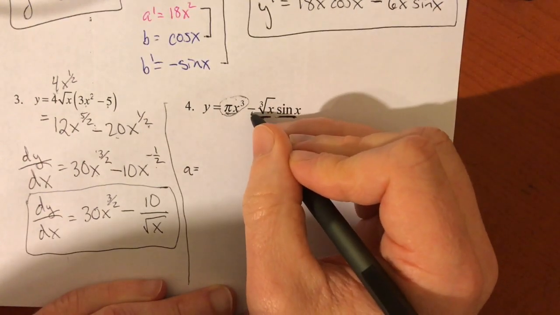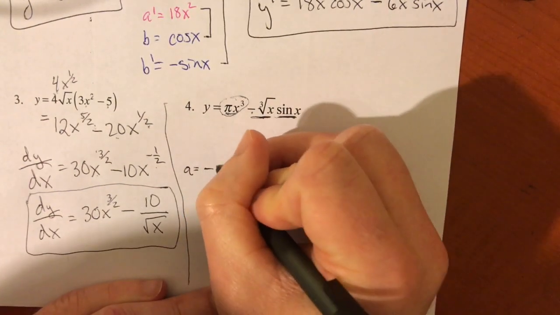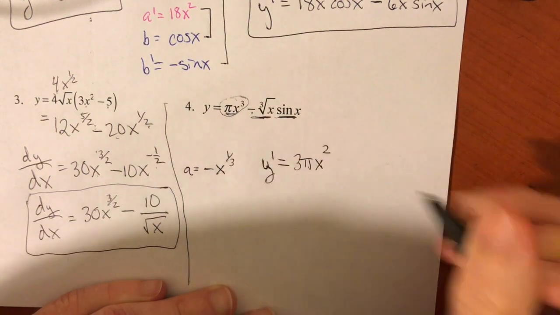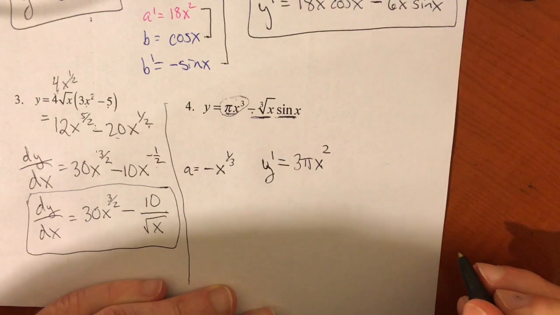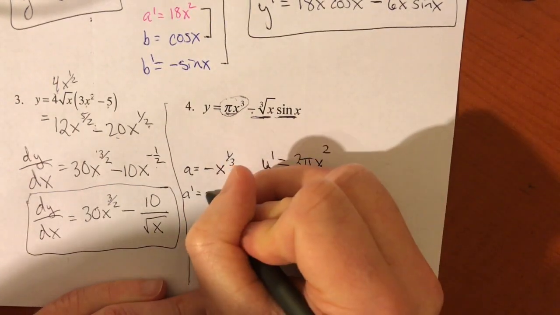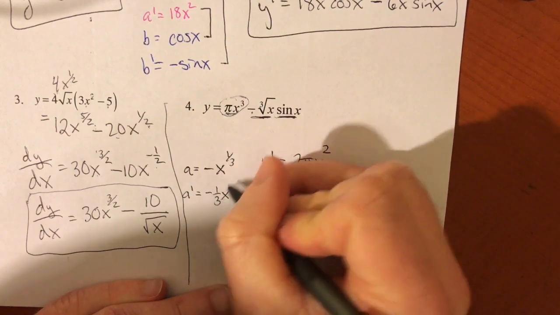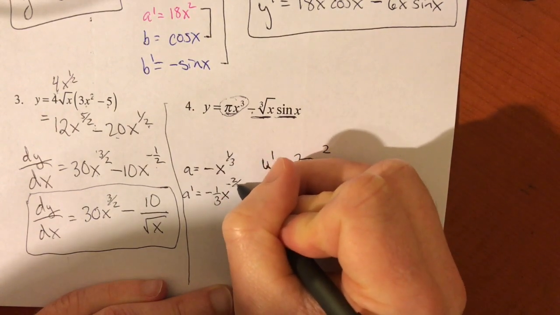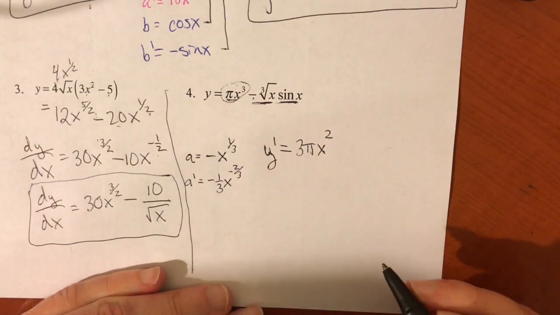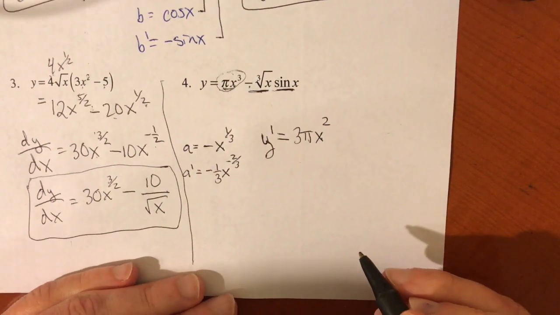So a is negative cube root of x. That's what I like to do, include the negative here. And I'm getting ready to do its derivative, so I'm just going to call it negative x to the 1/3. And its derivative, a prime, is negative 1/3 x to the negative 2/3. And you might already start to say, hey, we're going to change that, and that's fine too. You might leave it for now, whatever.